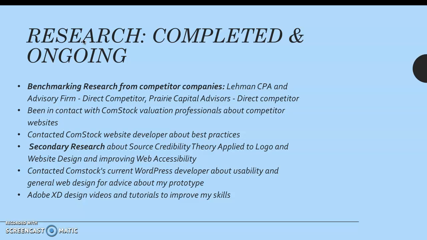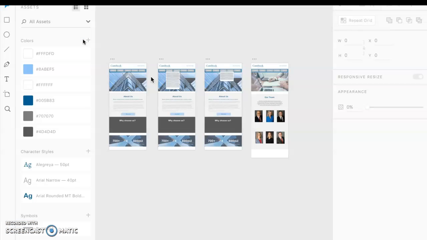I've also contacted Comstock's website developer about best practices. For secondary research, I've read a lot of articles about source credibility theory applied to logo design and about improving web accessibility. And I've watched a lot of Adobe XD design videos and tutorials to improve my skills and learn different tips and hacks that I can apply in my work process when I'm creating the website.